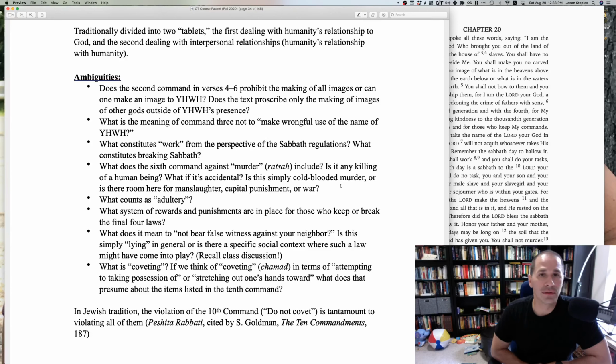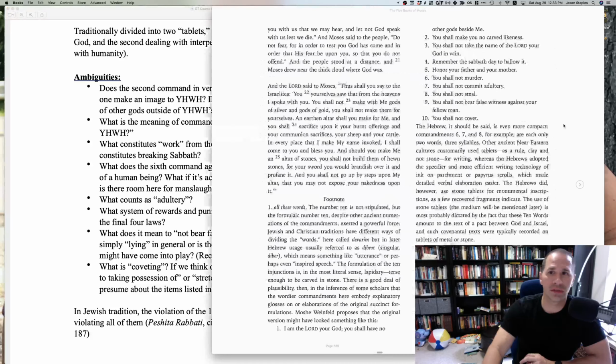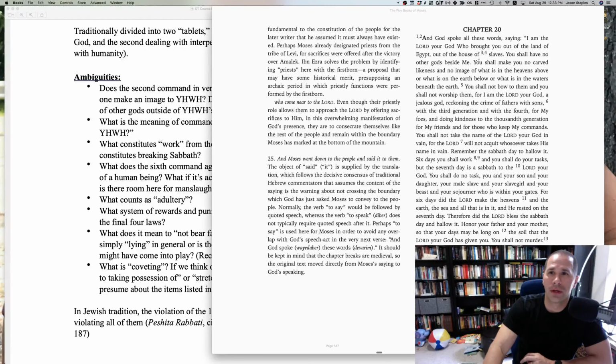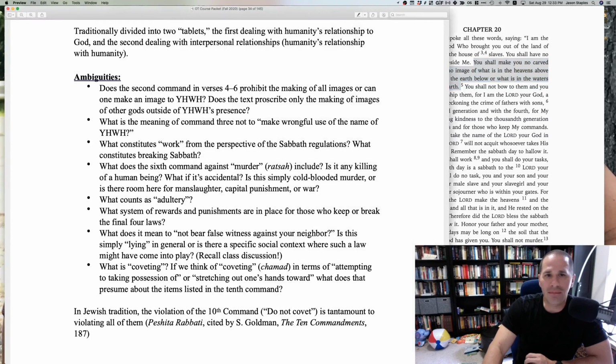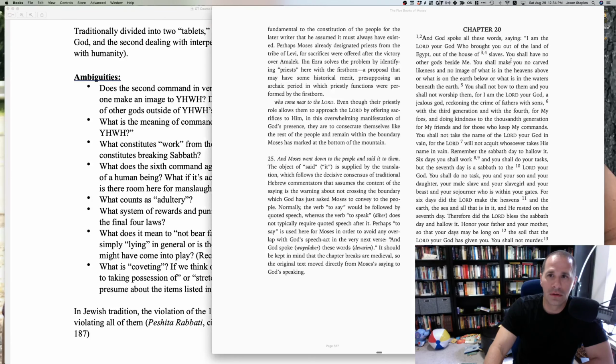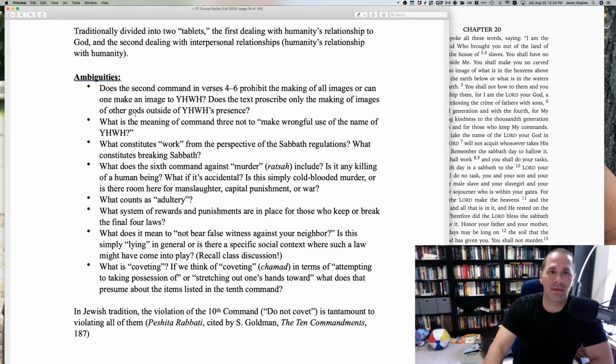But the first thing is in verses 4 to 6, you have this prohibition against making carved images. It says, "You will make no carved likeness or image of what is in the heavens above, or what is on the earth below, or what is in the waters beneath the earth." Does that mean you're not allowed to make any image at all? So that means any sort of art or carving or, heck, a television. You mean any of that stuff? That's completely out of bounds? No likeness or image of anything? Or is this simply the making of images of other gods?